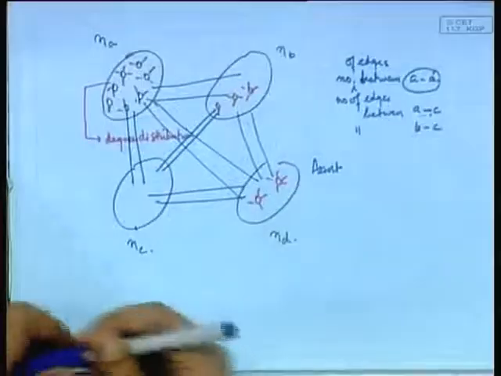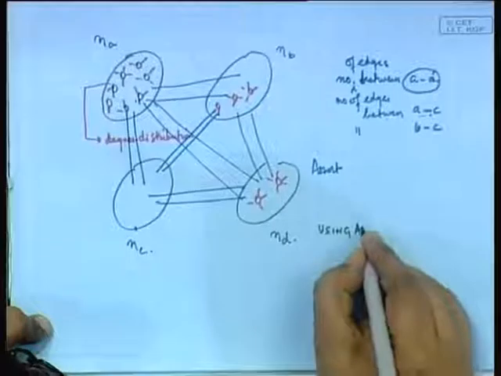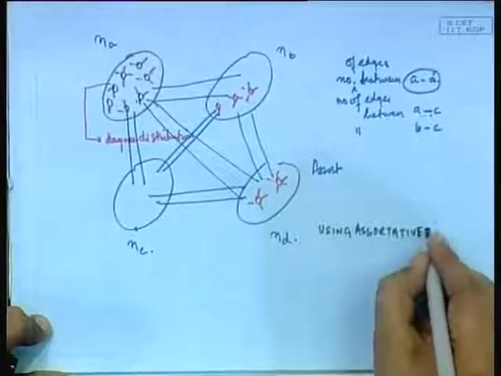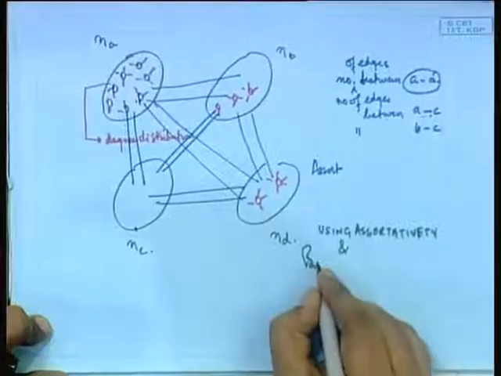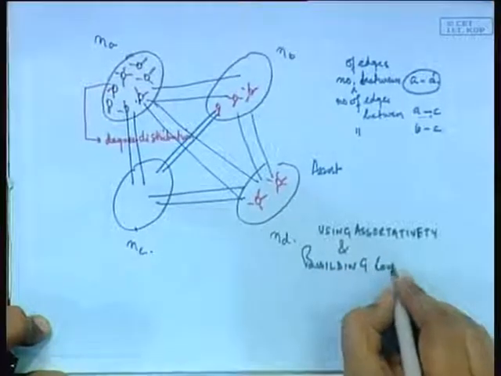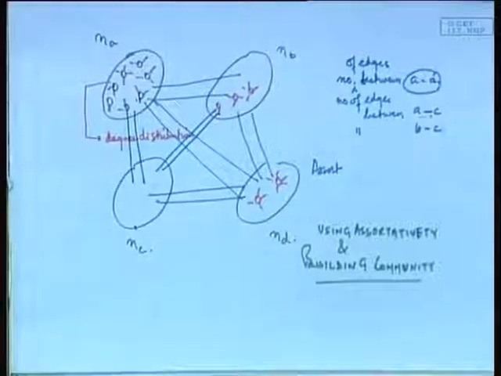So, I think somebody told in the beginning of the class that associativity brings about community formation. So, this is exactly what is happening, using associativity and building communities. Okay. So, at the end of this algorithm we can say we have achieved building communities using associativity. Anyway, so we end the associativity concept here.